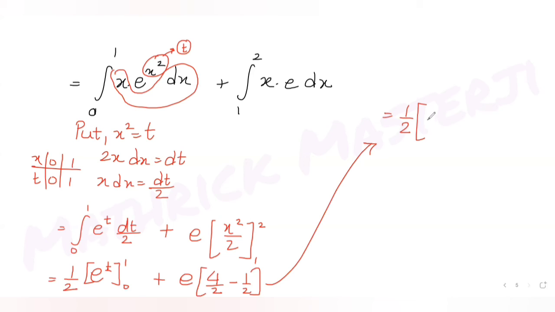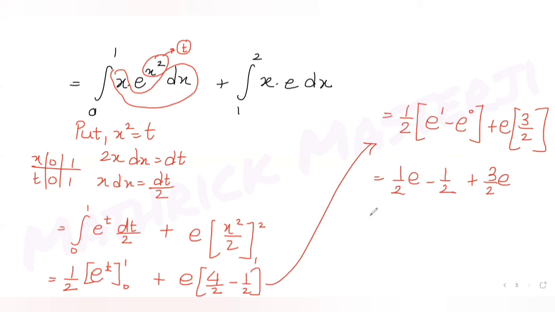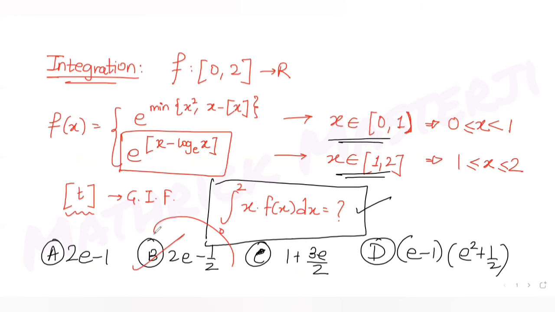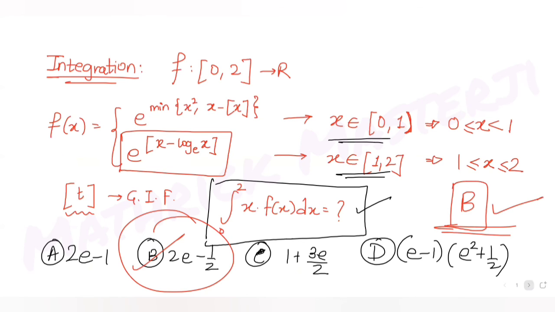So from here, if I solve this further, I get half, this becomes e raised to t. So e raised to 1 minus e raised to 0. Plus this becomes e into 3 over 2. So I get half, e minus e raised to 0 which is 1, so half, and plus 3 over 2 e. So from here I get half e plus 3 over 2 e, which is 4 over 2 e, and that is 2e. And this is basically minus half. So I get the answer for the question here. And if I see 2e minus half, it's present in answer choice B. So B becomes the correct answer for the question that is given to us.